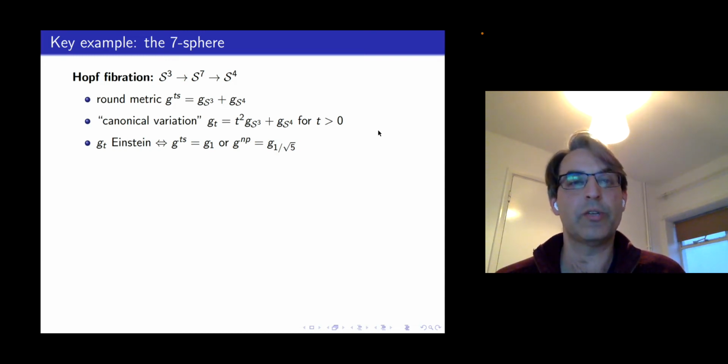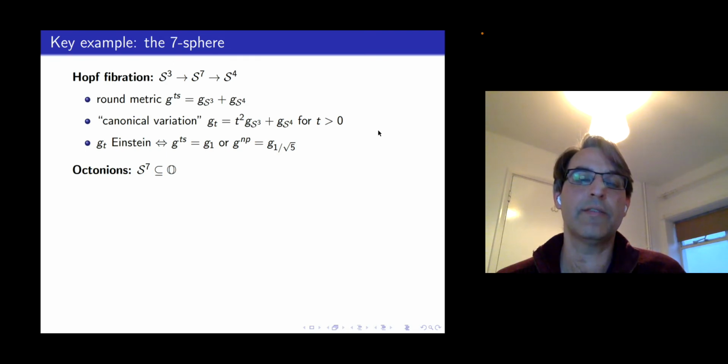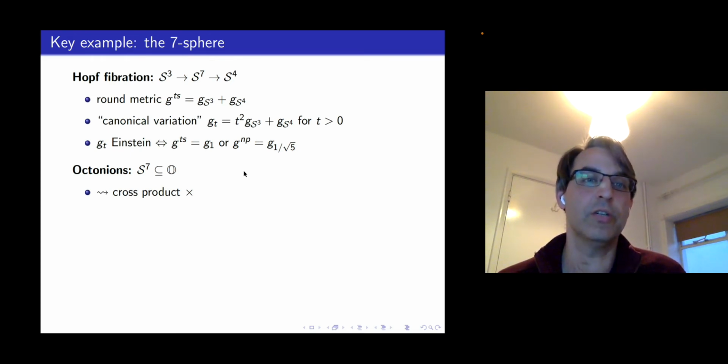Now, the other structure I want to explain on the 7 sphere relates to the group G2. The way that we see that is that we can embed the 7 sphere as the unit sphere inside the octonions, the 8-dimensional normed division algebra. And then what we get is a cross-product structure on every tangent space to the 7 sphere, because every tangent space to the 7 sphere can be canonically identified with the imaginary octonions. And the cross product is just the skew symmetric part of the octonionic product.